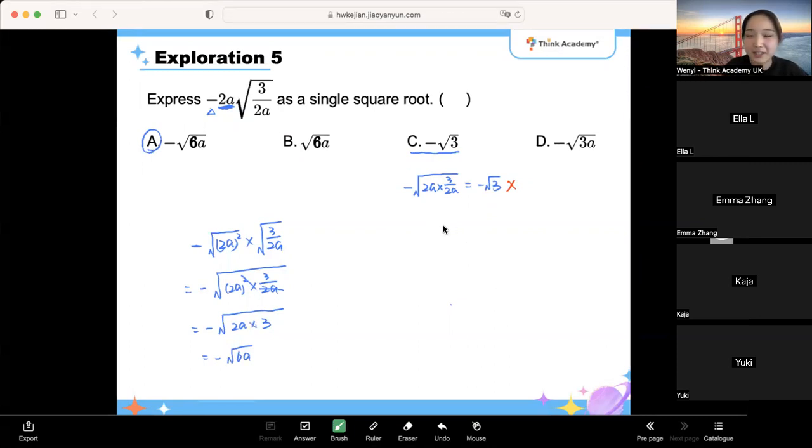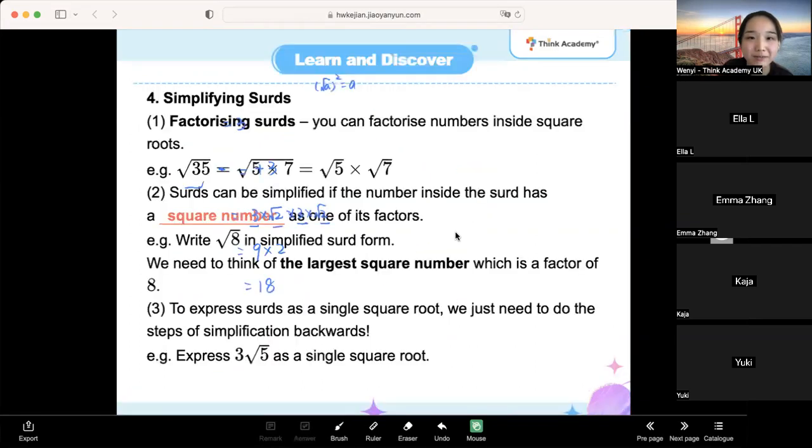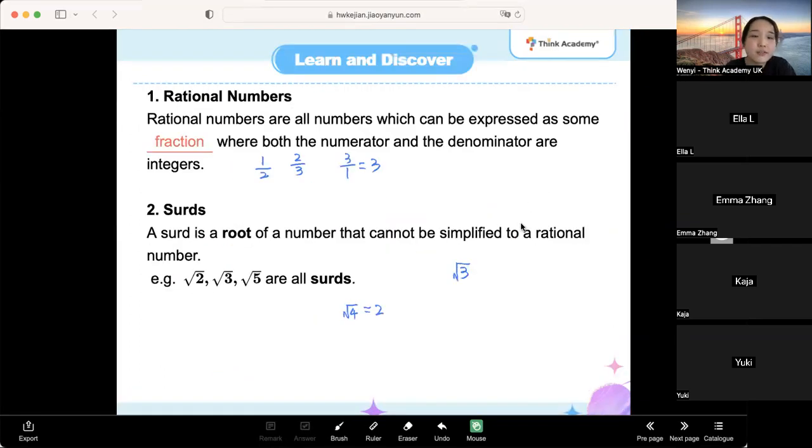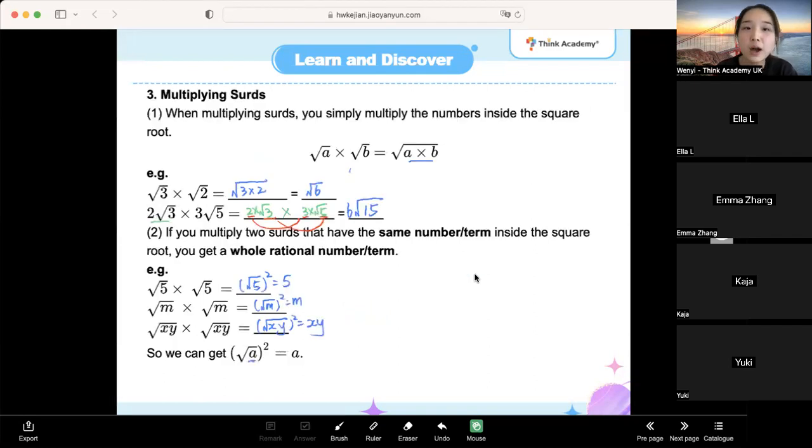So here is a summary of all of these lessons. First, we know the definition of the third. We can go through it one by one. We know the definition of the third, which means we put a root on a rational number or term. Then we know how to multiply the third. It's just to combine these small thirds into a bigger third. And here we get a conclusion, which is root a to the power of 2 equals a.